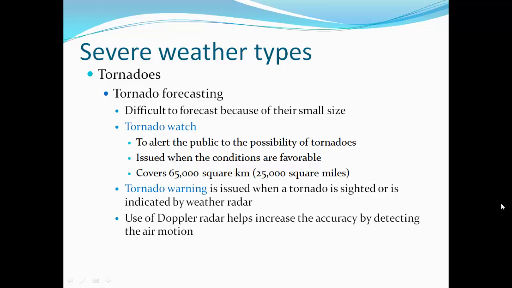Tornado forecasting. It's difficult to forecast because of their small size. We don't really have the constant monitoring at a scale to be able to pick up smaller featured objects in large fronts. So we use a tornado watch to alert the public of the possibility of tornadoes when certain conditions are favorable. Then alerts will go out to let people know that there's a chance of a tornado, and it will cover 25,000 square miles. A tornado warning is issued when a tornado is actually sighted or is indicated by weather radar. The use of Doppler radar helps increase accuracy by detecting the air motion.